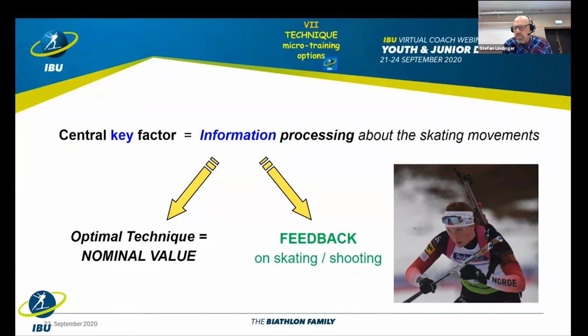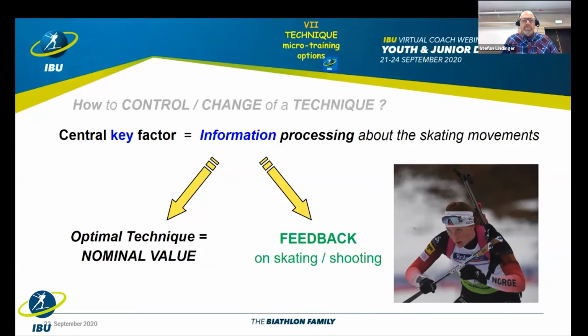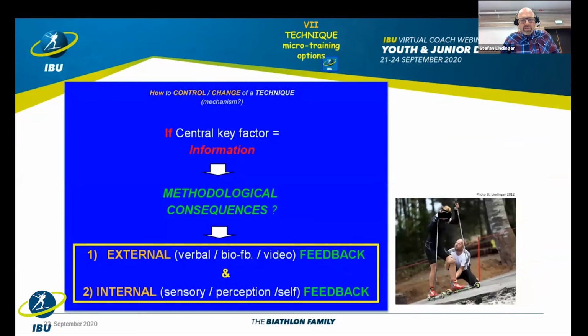We have had some examples, and we need to somehow give feedback on the movement, and there are a lot of different possibilities. That can be very, very different. Feedback is very variable. But we need feedback to the system, because an athlete is a system. And we need to create and stimulate information processing on a very, very high level in a very different way, to control and change a technique.